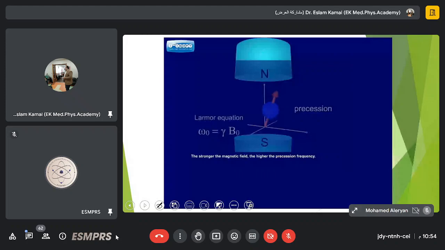As you can see here, if you have fat and water, and you are going to apply a 90 degree radio frequency pulse, both of them will be converted, or the magnetic force vector will be transferred from the Z plane to the XY plane, as you can see here. Okay?